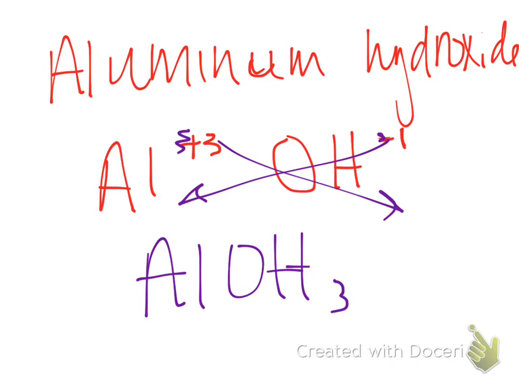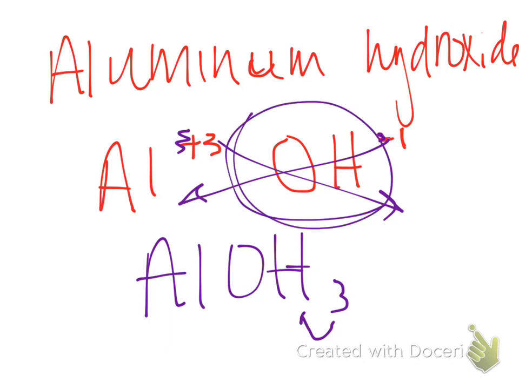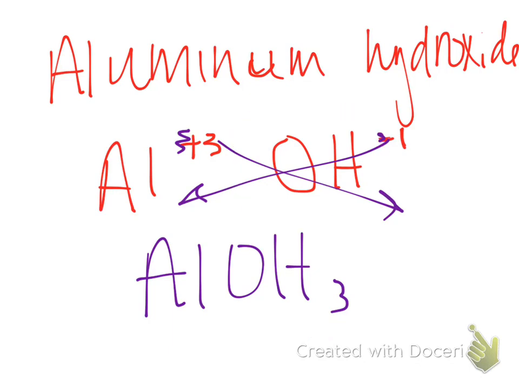AlOH3. Why is this wrong? Why does this formula look incorrect? Or how many of you just think it looks right? Right? This one is incorrect. Abby, tell me why. No parentheses. So without parentheses, what we're saying is that we only want 3 hydrogens. But that's not the case. We need 3 OHs. So to fix that, we add that parentheses to say we have this OH molecule and we need 3 of them.